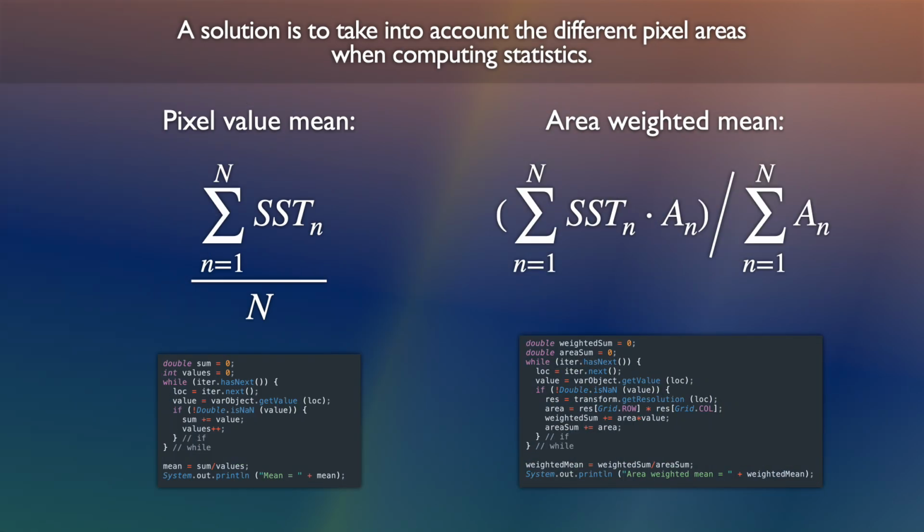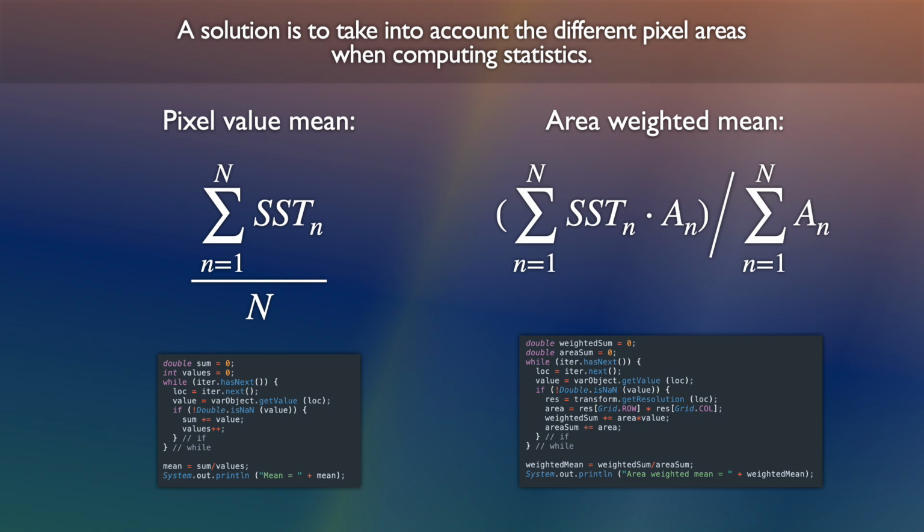The formula on the left and the code below it is just computing the mean value of the SST pixels. It doesn't take account of any physical square area difference between the pixels in the data, so the results vary depending on which map projection the data is in.